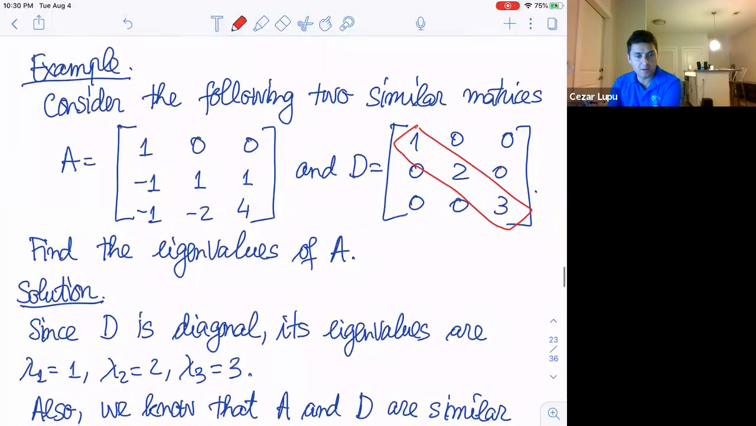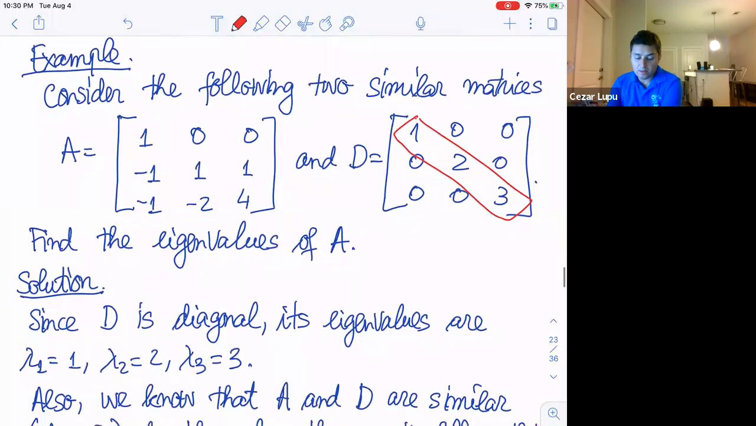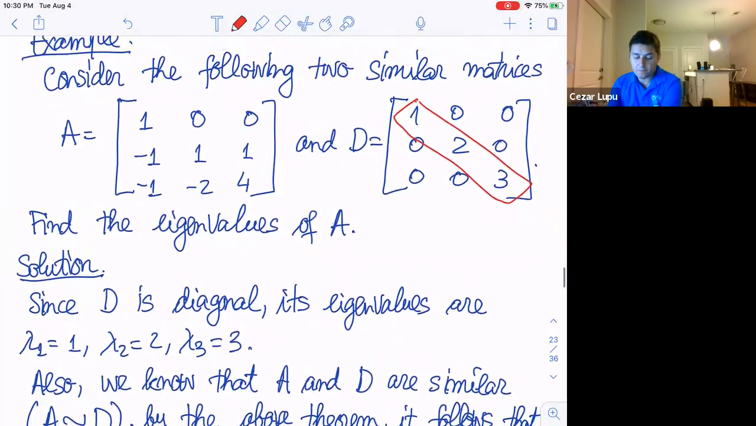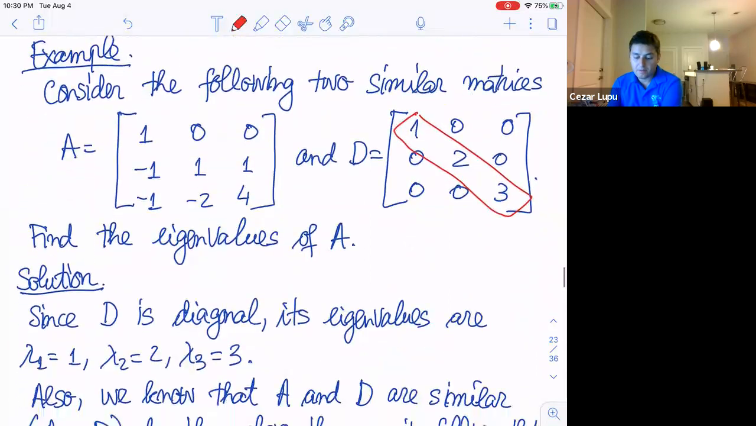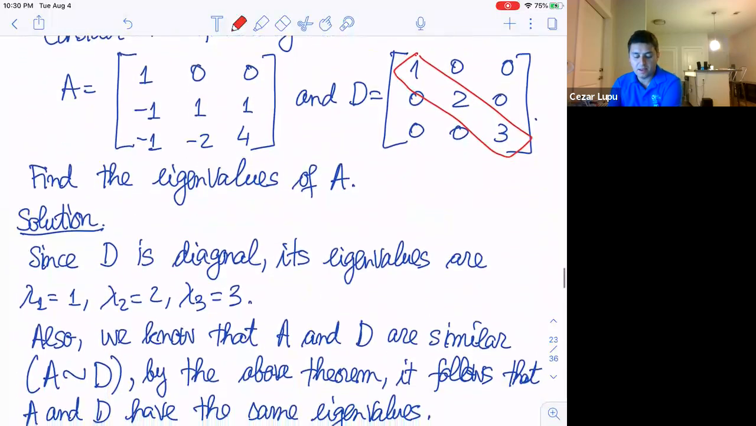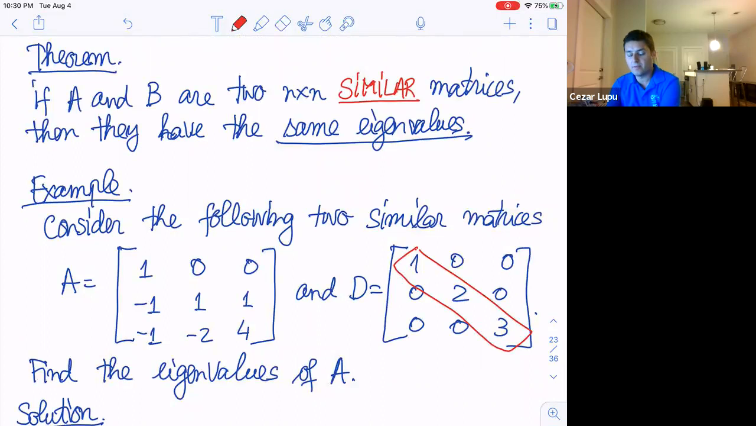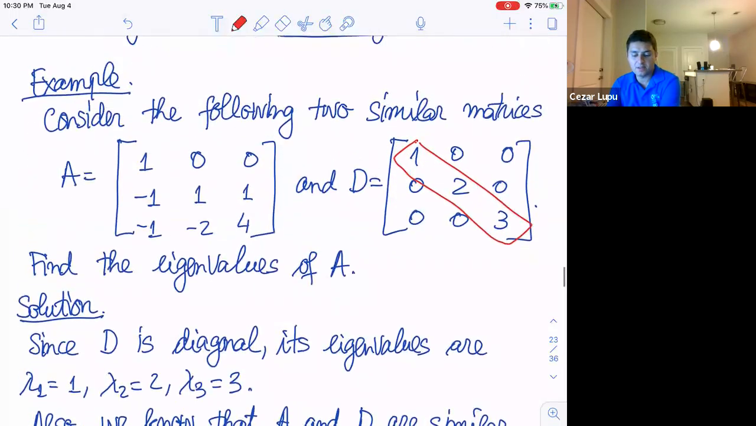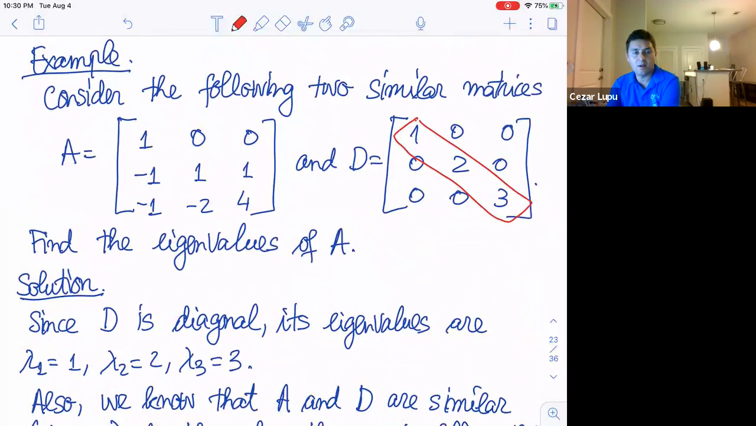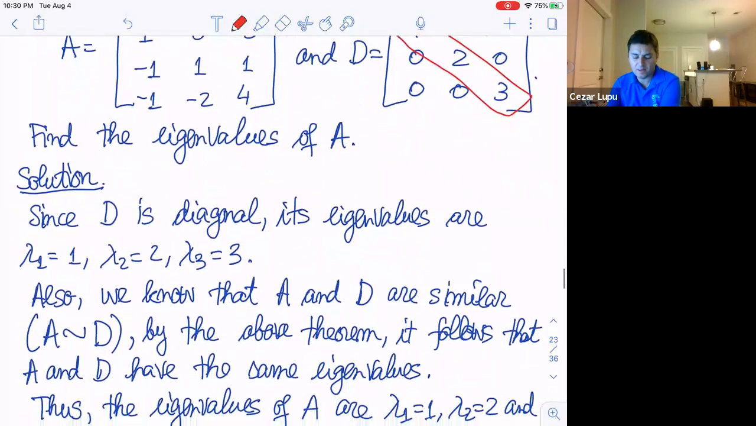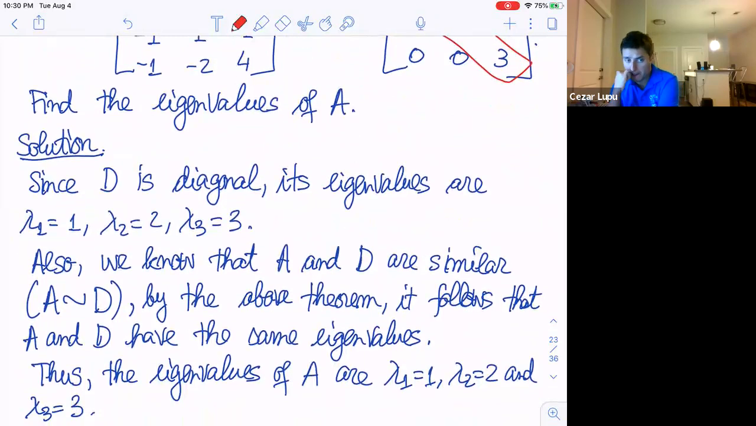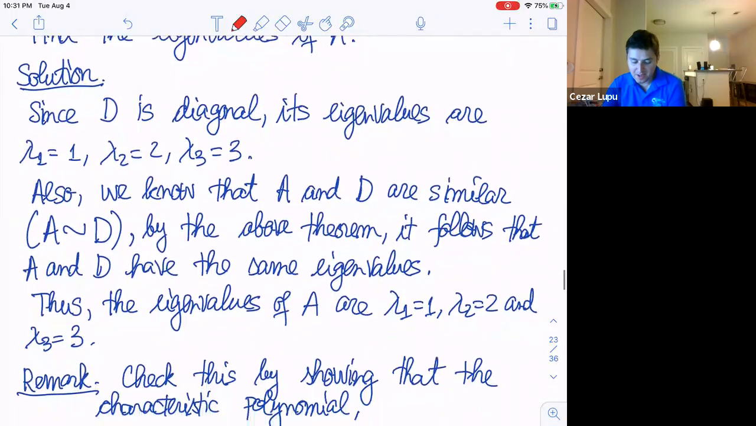Well, we know that A and D are similar, and by the above theorem, this implies that A and D have the same eigenvalues, right? Two similar matrices have the same eigenvalues, that's it. Since I know that A and D are similar, and I know what the eigenvalues of D are, I know what the eigenvalues of A are without even writing the characteristic polynomial. Therefore, the eigenvalues of A are lambda 1 equals 1, lambda 2 equals 2, and lambda 3 equals 3. End of story.